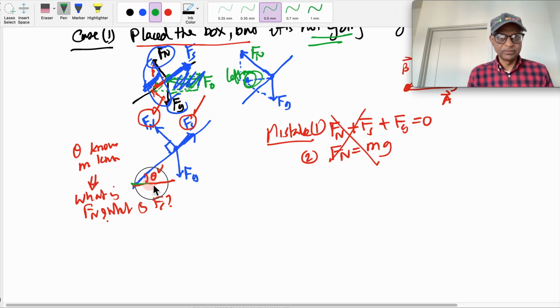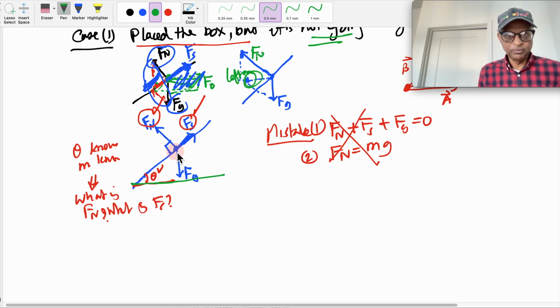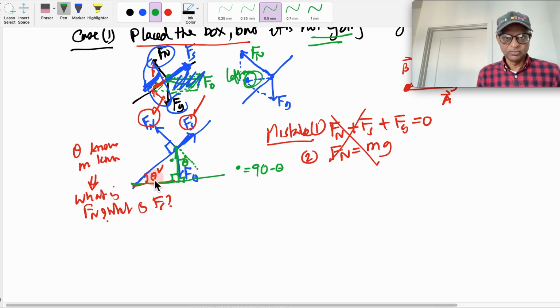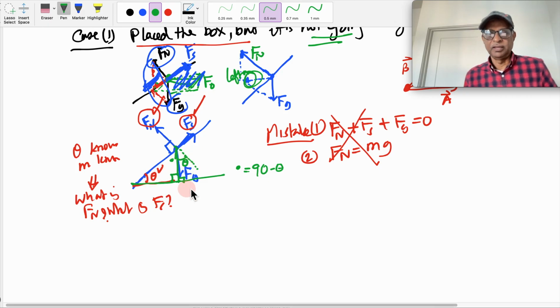If this is theta, then if you draw this line and hit it here, this is 90 degrees, so this will be 90 minus theta. The dot is 90 minus theta. So if I extend this backward, this is 90 minus theta, so this has to be theta. So theta migrates over there. It's a very important skill to migrate theta properly.